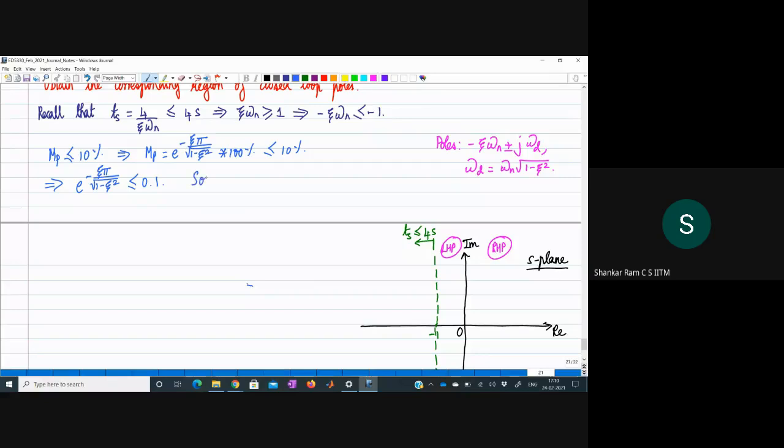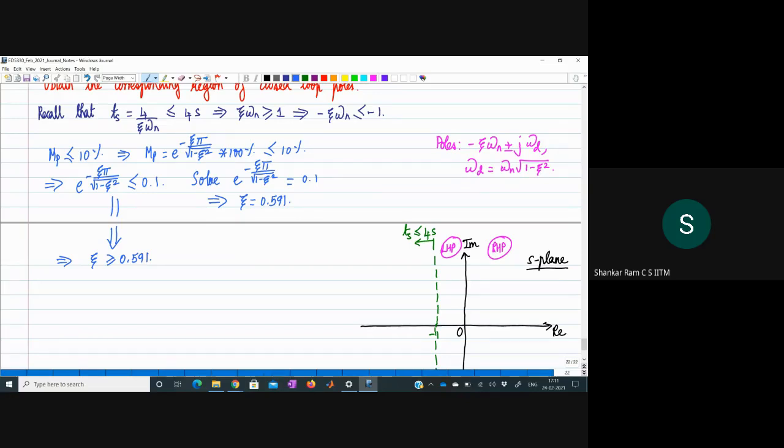Okay, first I leave this to you as an exercise. First, solve the equality. Okay, so solve the equality e power minus zeta pi divided by square root of 1 minus zeta square is equal to 0.1. If you do this, I leave it to you as an exercise, you will see that you will get zeta to be 0.591. All right, and for satisfying this inequality, you can immediately find out that zeta should be greater than or equal to 0.591. Okay, so that's what you will get, to essentially ensure that you have this constraint being satisfied.